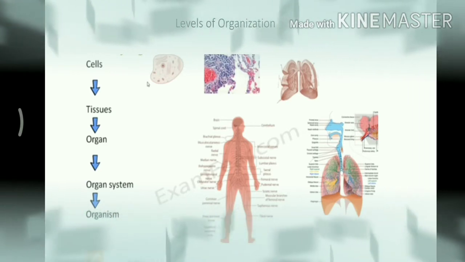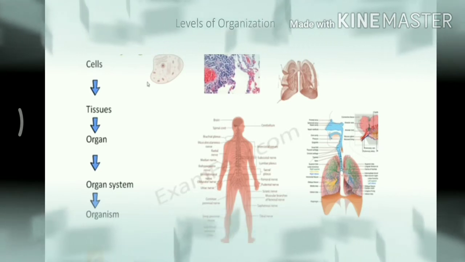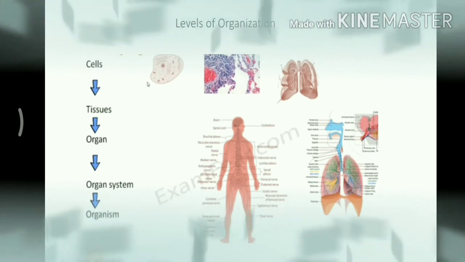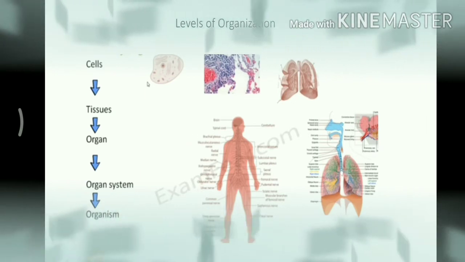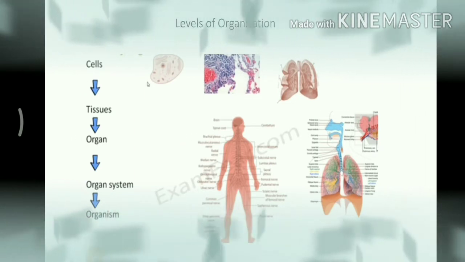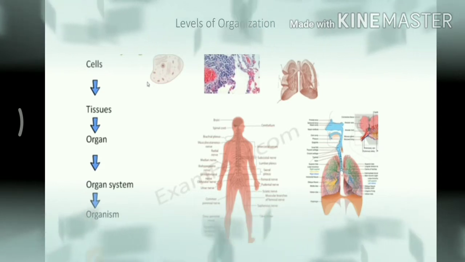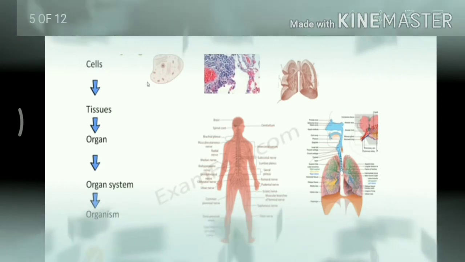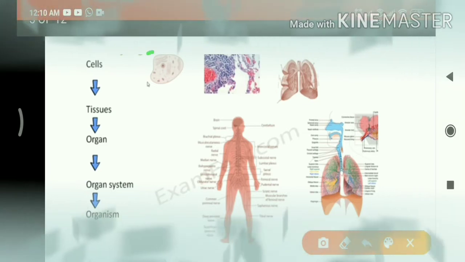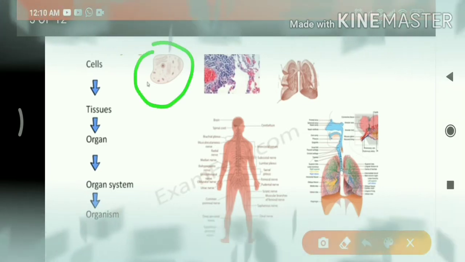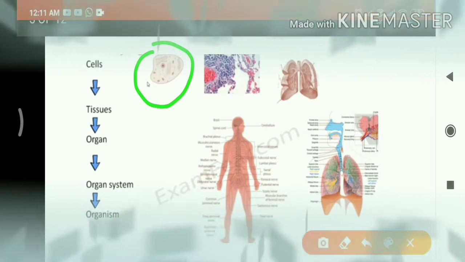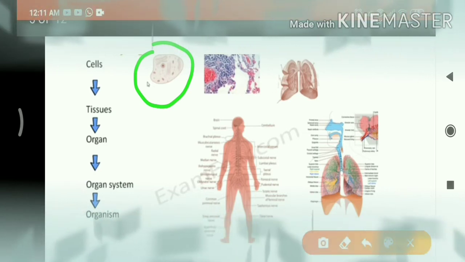Next, you have to learn about this level of organization. Why is this level of organization required? I hope you have seen on the screen: cell, tissues, organ, system and organism. Why is it required? The cell.